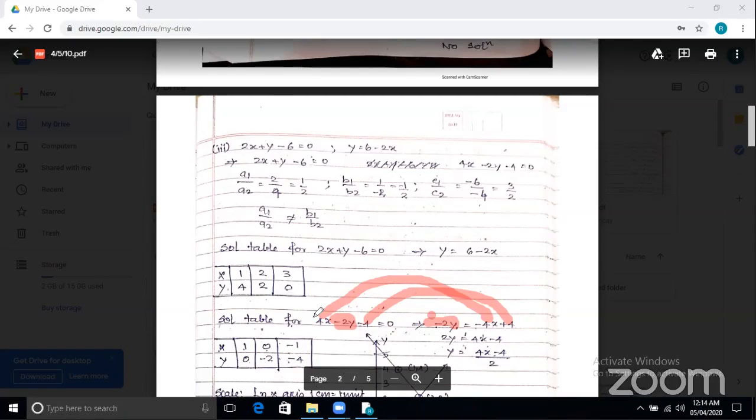This 4x is one term. 2x is one term. 4 is one term. That's why it is called a polynomial. The three terms are available. Therefore, this y term here.